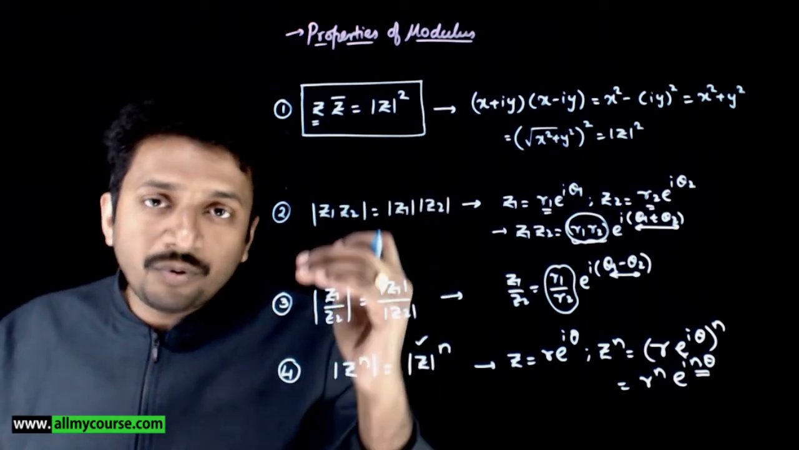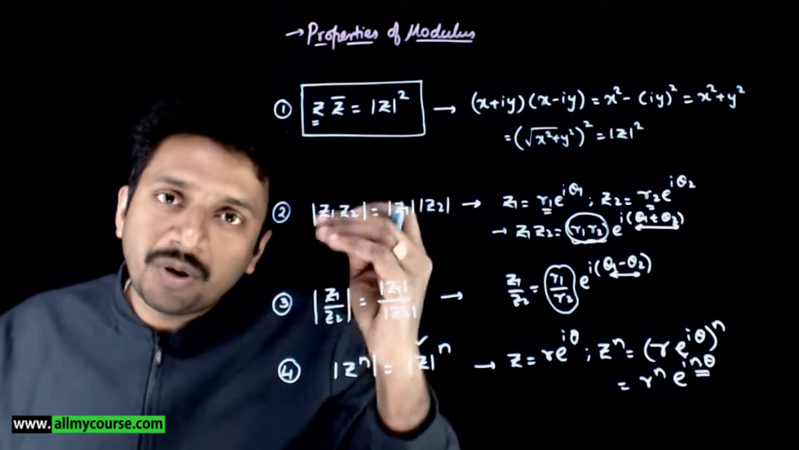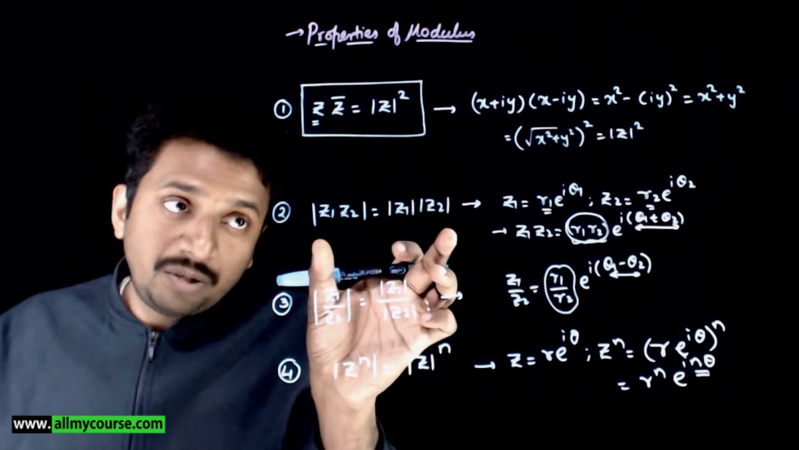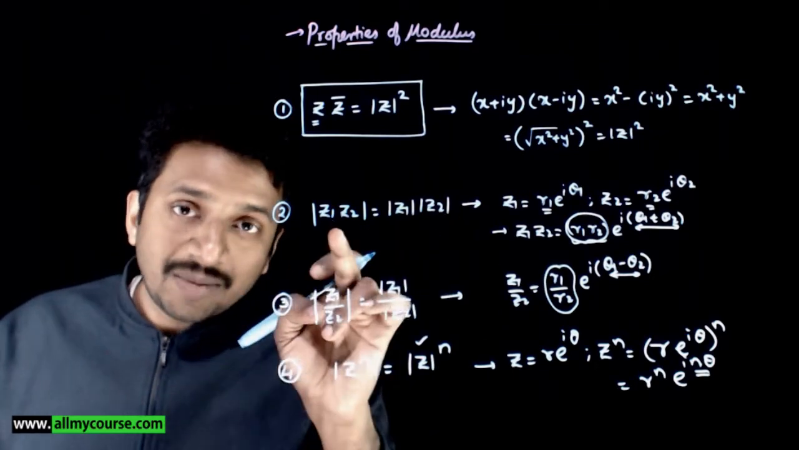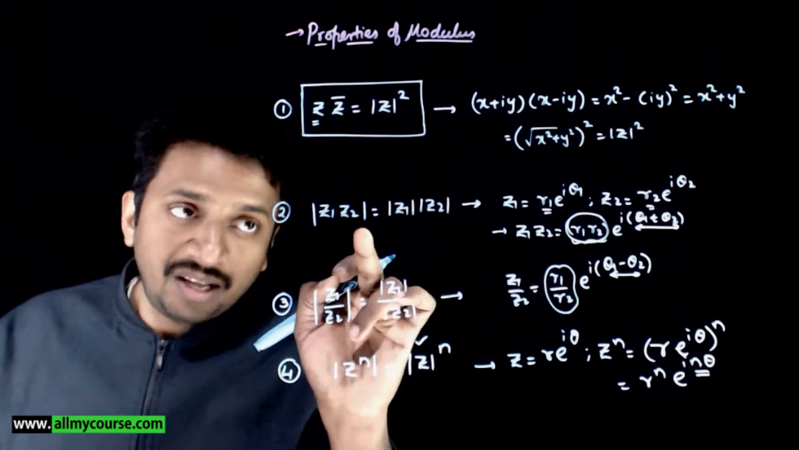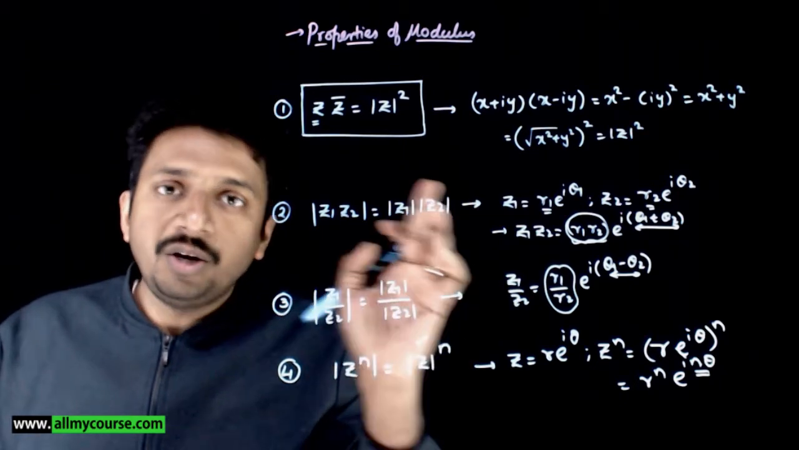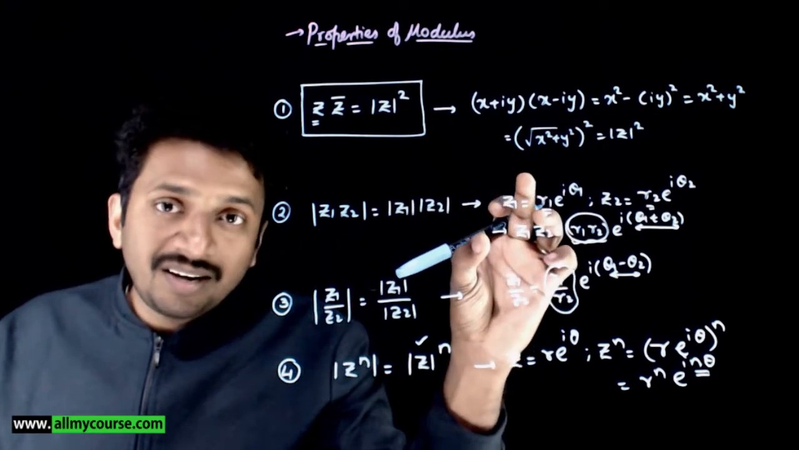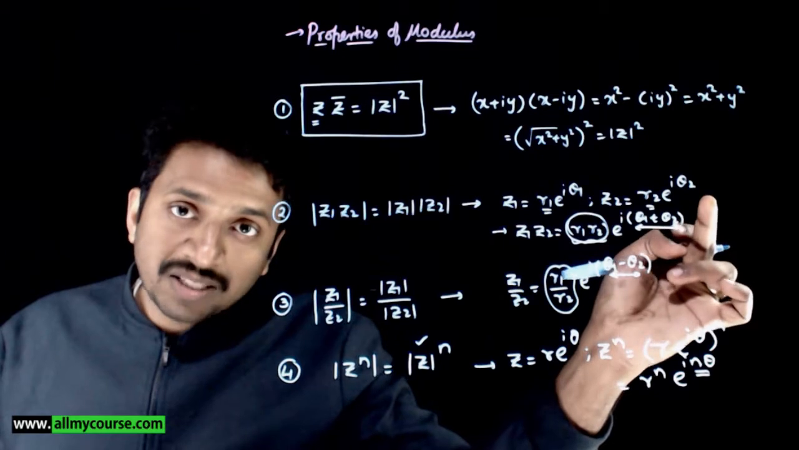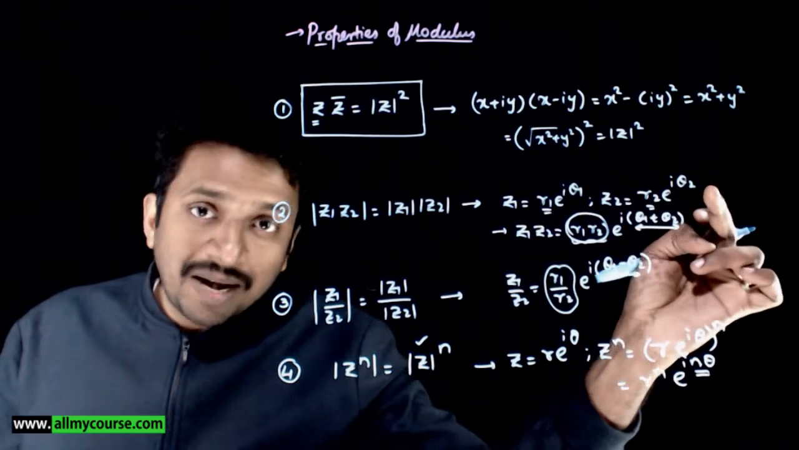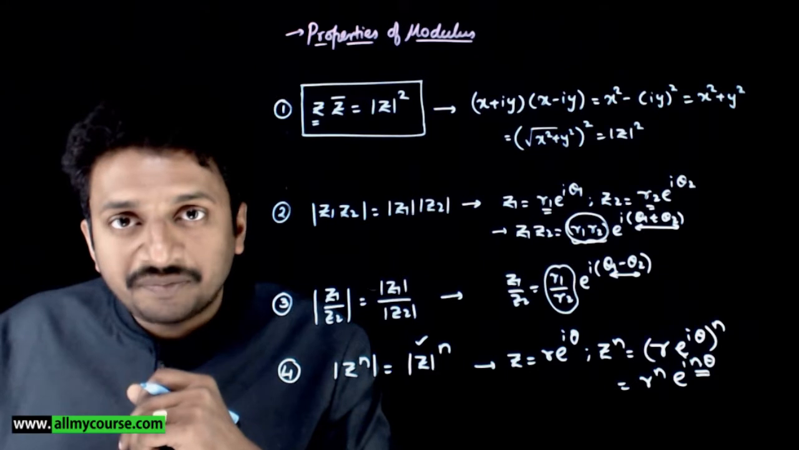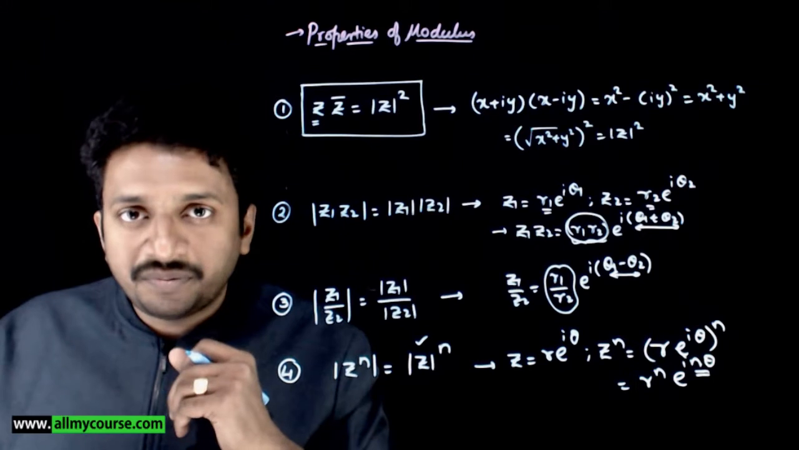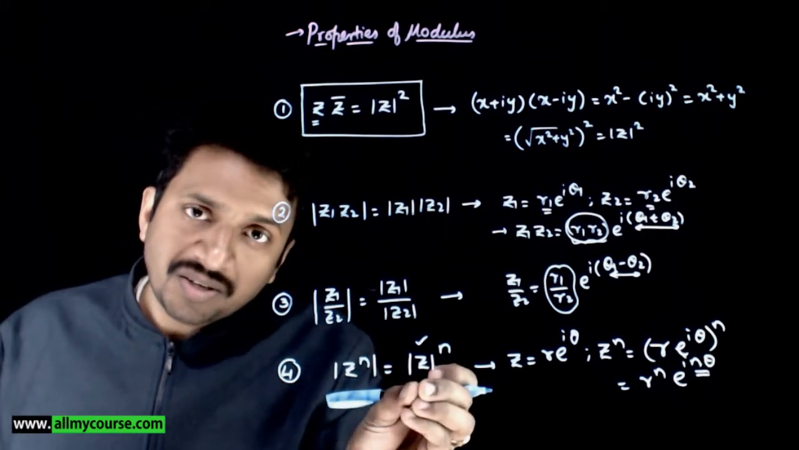So I hope the first four properties are very clear to you. These are the most important properties. z times z bar is equal to mod z whole square. Mod of z1 z2 is mod z1 into mod z2. This can be extended. Mod of z1 z2 z3 is mod z1 into mod z2 into mod z3. You can see why this can be extended from the derivation. Even if you have another complex number, the moduluses are getting multiplied when the complex numbers are multiplied. So what is mod of z1 by z2? Mod z1 by mod z2. What is mod of z power n? Mod z whole power n.